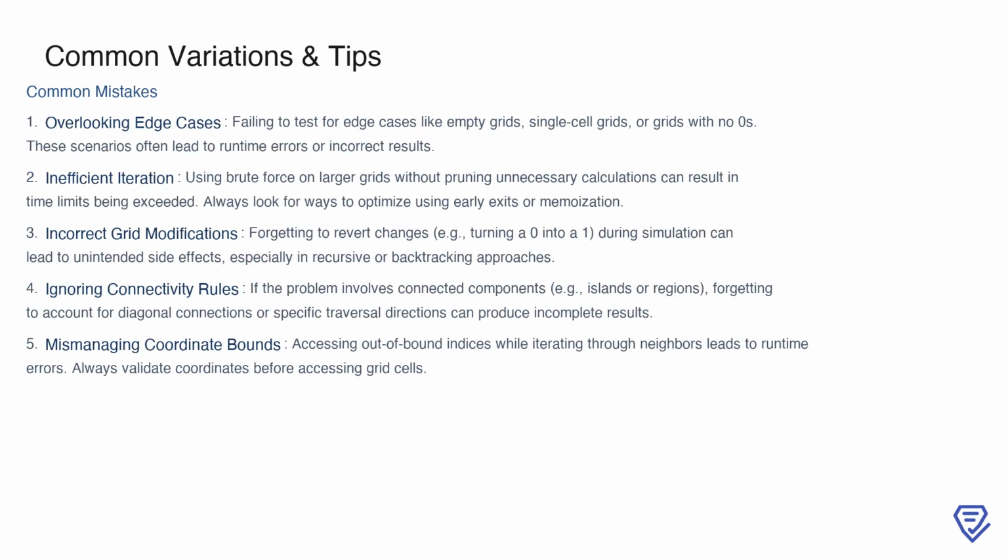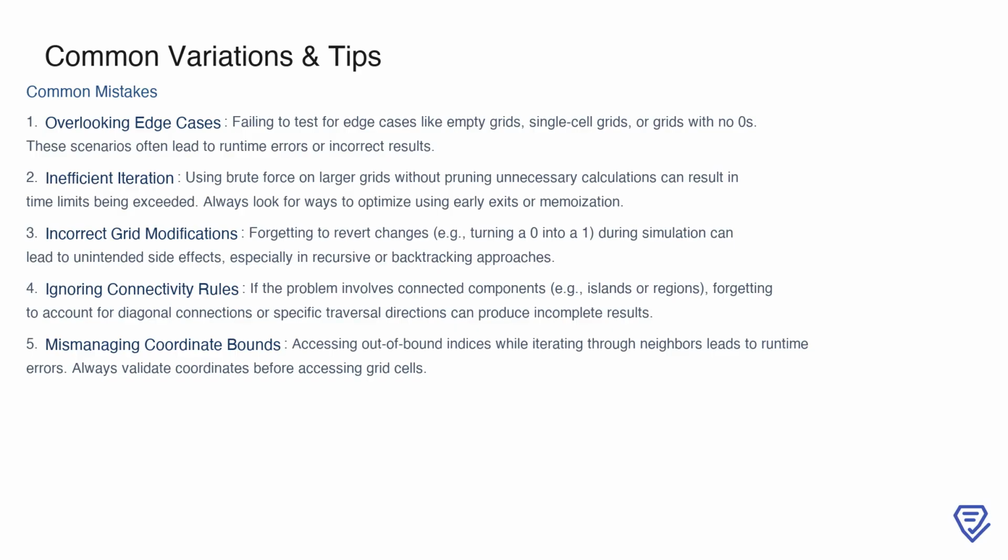When solving this problem, there are a few common mistakes to watch out for. First, overlooking edge cases can be a major issue. For example, you need to handle scenarios like empty grids, single-cell grids, or grids that don't contain any zeros. Missing these cases might lead to runtime errors or incorrect outputs. Another frequent pitfall is inefficient iteration. Using brute force on larger grids without optimizing can make your solution too slow, leading to time limit errors. Always look for ways to reduce unnecessary calculations, such as using memoization or implementing early exits.